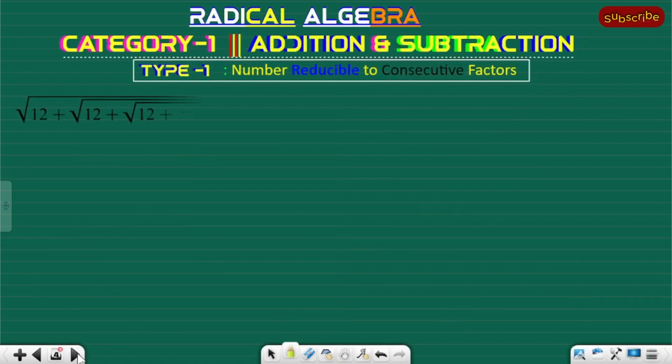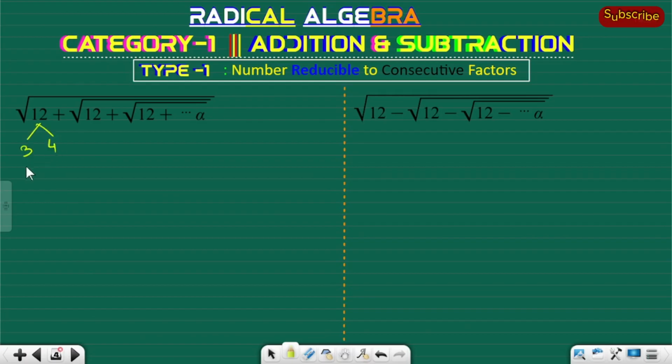Let's see some more examples. 12, 3 into 4. These are consecutive, right? And positive, so 4 is the answer. Here 3 into 4, negative, so smaller one, 3. 3 is the answer.